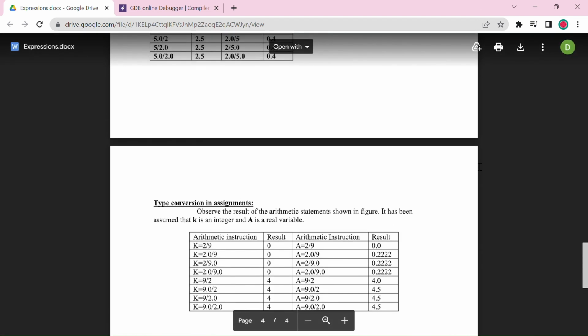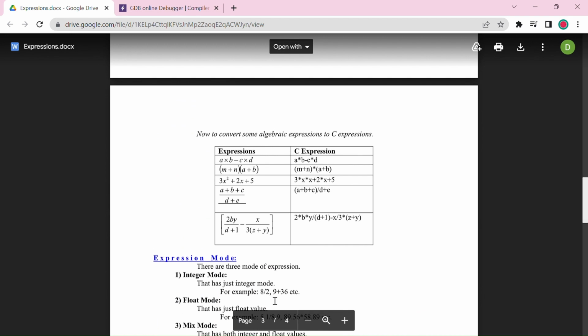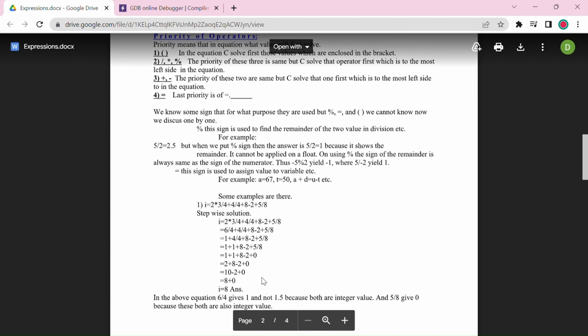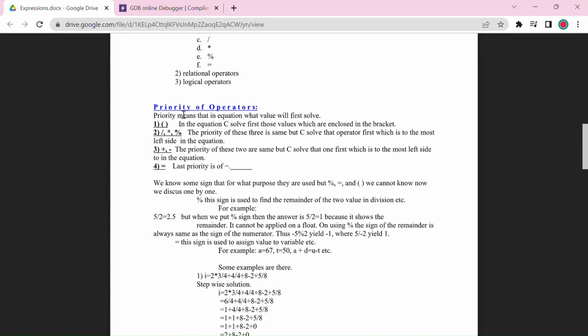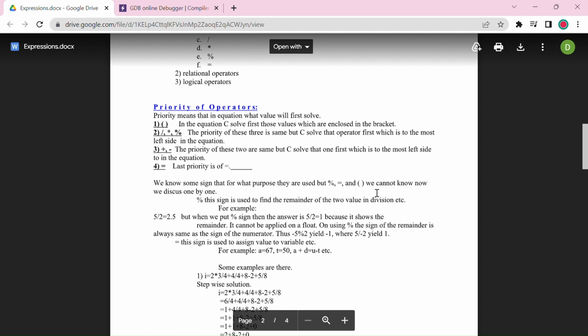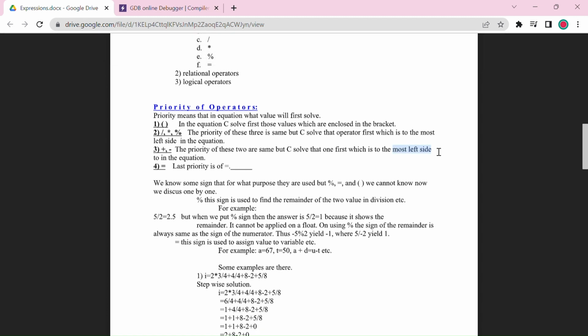So that's it for today, you guys. We have studied the expressions, the different modes, how expressions work, and the priority of the operators, which values have to be solved first, and we have studied that the values that are most to the left side are going to be considered first by the C program.